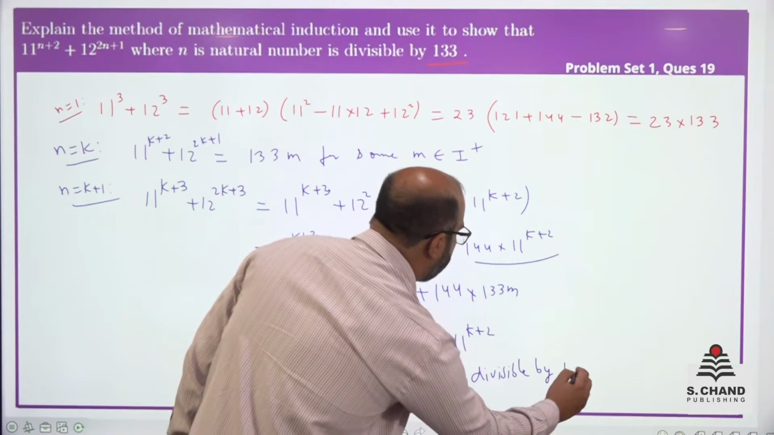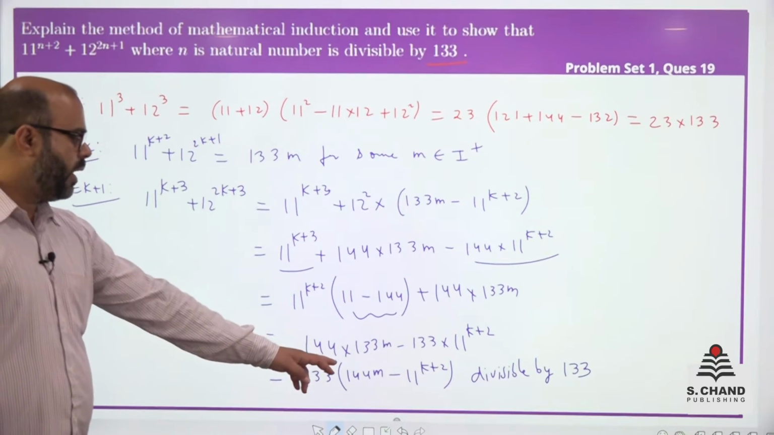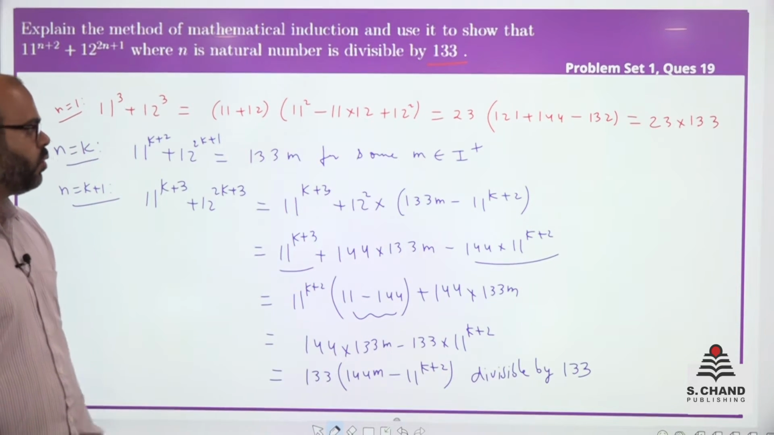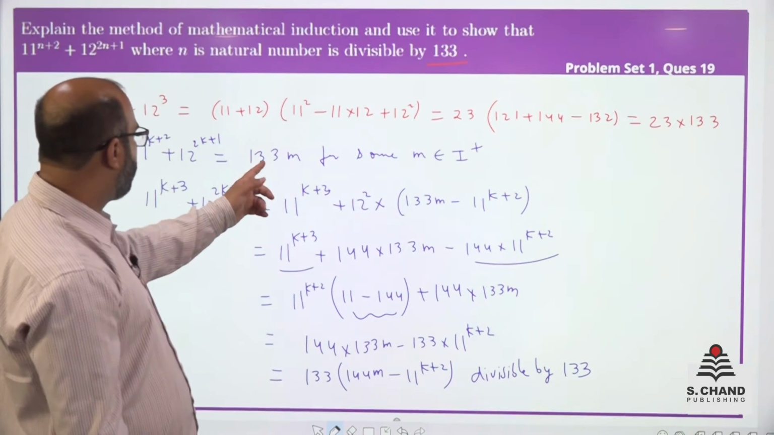So we can say that this is also divisible by 133, and 144m is greater than 11 to the power k plus 2. You need not prove that, but it is understood because m was a very big quantity from here.